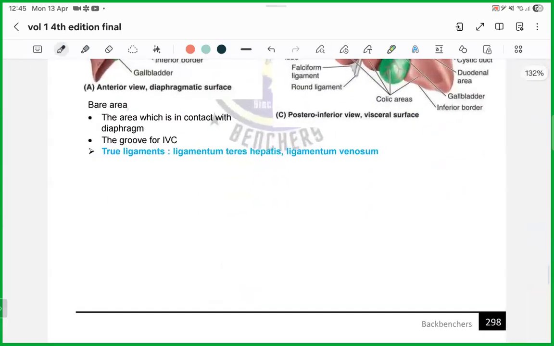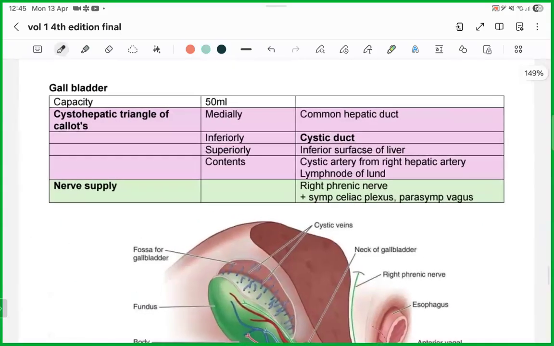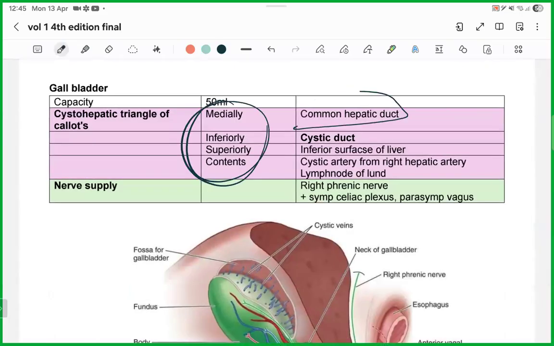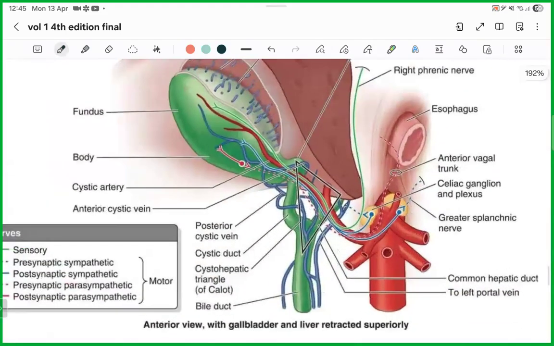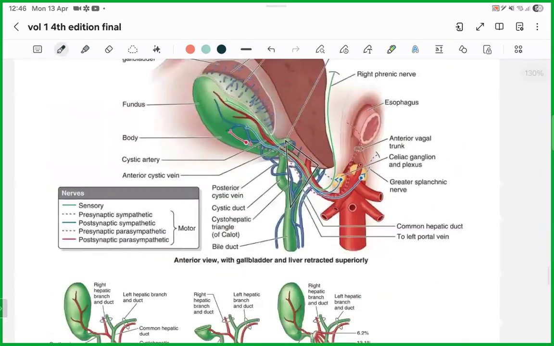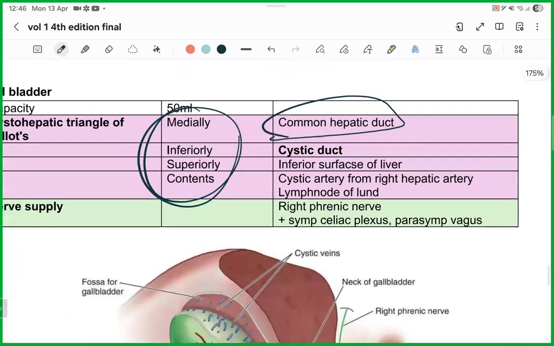Bare area, give a reading, not important. They don't ask anything. Then gallbladder, everything about the gallbladder is important. This one. So medially we have the common hepatic duct. Where is the good picture? I don't see any. Okay. So inferiorly we have the cystic duct. Superiorly we have the inferior surface of the liver, and it contains the cystic artery from the right hepatic artery.